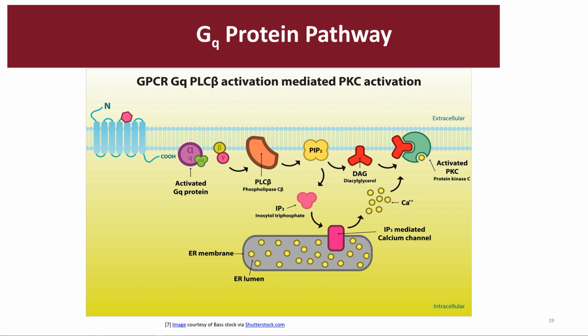This is a plasma protein which will split the precursor called PIP2. This stands for phosphatidylinositol bisphosphate, which is a component in the plasma membrane of our cells. Once activated, it will create not one, but two second messenger molecules. We have IP3, inositol triphosphate, and DAG, diacylglycerol.